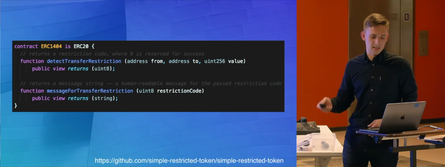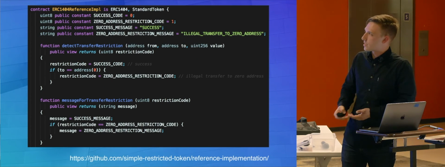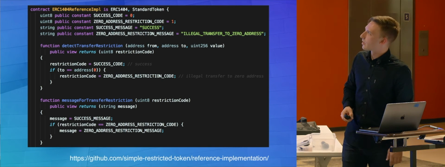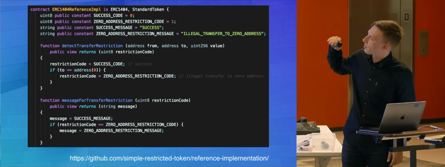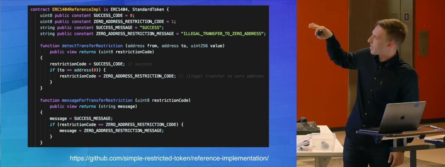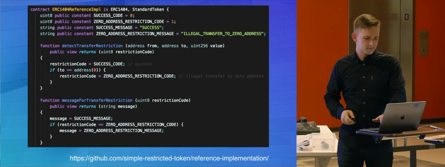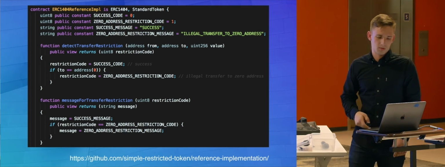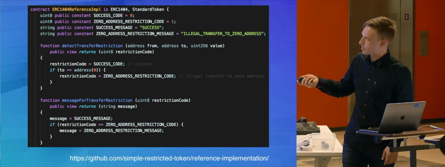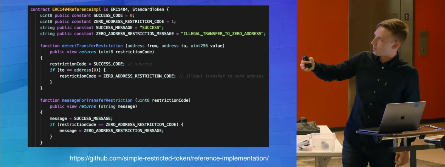So attempting to bring transfer restrictions down to base principles, here is an ERC-1404 reference implementation. Up at the top, we're defining some restriction codes. 0 is reserved for success. And we also have some messages, and you can see they're like human readable strings. We're putting the actual restriction logic in detect transfer restriction. So we're passing it the transfer arguments.